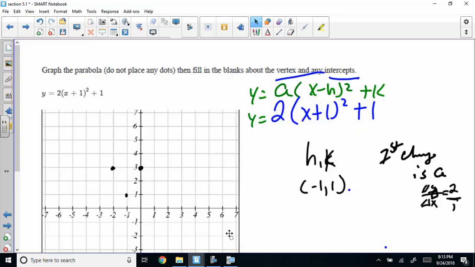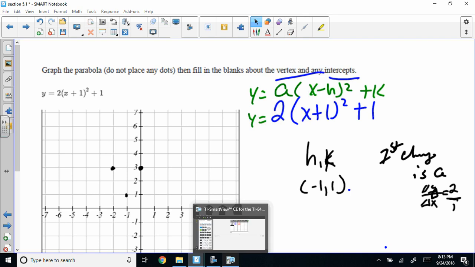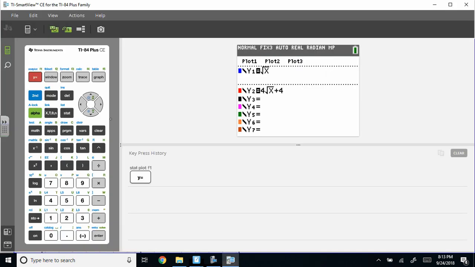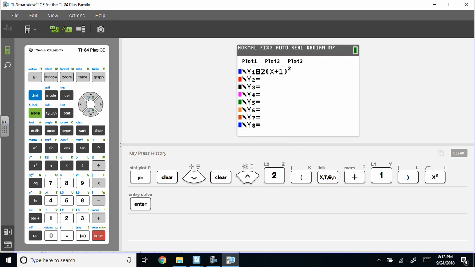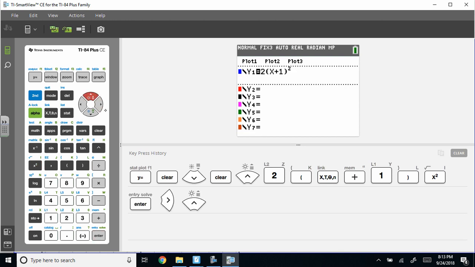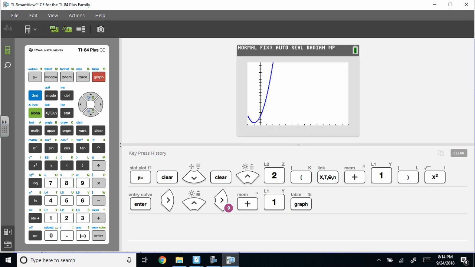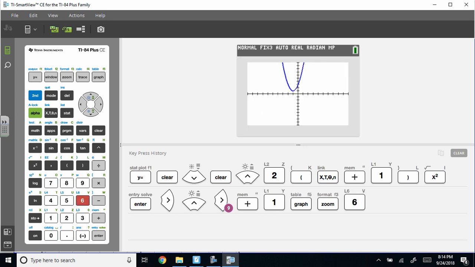So what is the problem? 2x plus 1, plus 1, right? So y equals 2 times (x plus 1) squared plus 1. Yeah? All right, so let's graph it. Hey, look at that. Then let's just zoom 6. That's zoom fit, right? There you go.